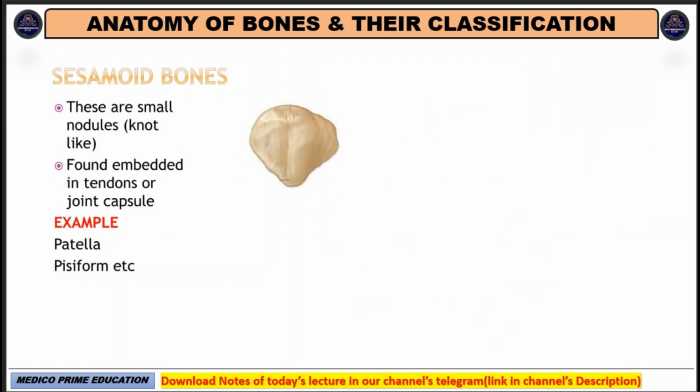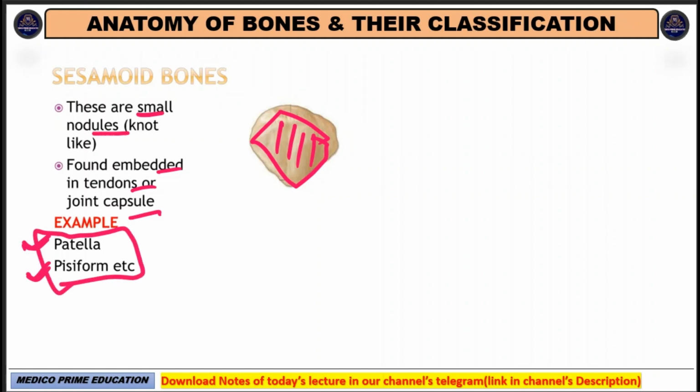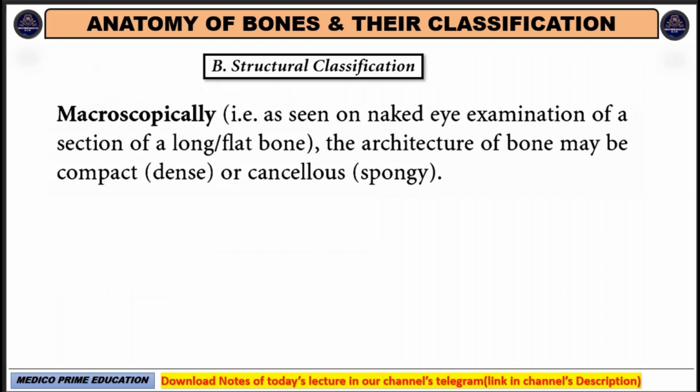And last is sesamoid bones. These are small knot-like bones, nodule-like bones, found embedded in the tendons or joint capsule. In your knee joint you can appreciate a sesamoid bone, the patella. The pisiform bone may also be found as a sesamoid bone. Give these two examples of sesamoid bone. It is a very important question that may be asked for 1 mark. Along with long answer questions, I am also sharing what may be asked as 1 mark questions, so you can write them down in your notebook.